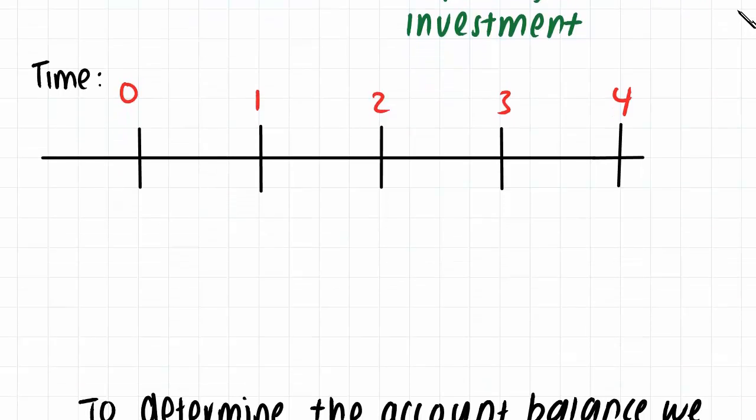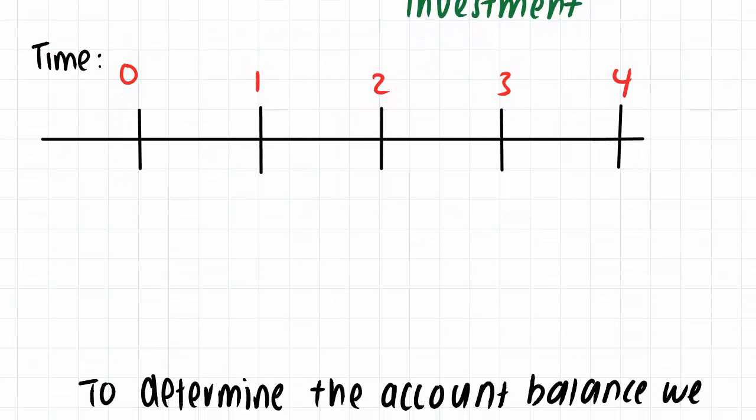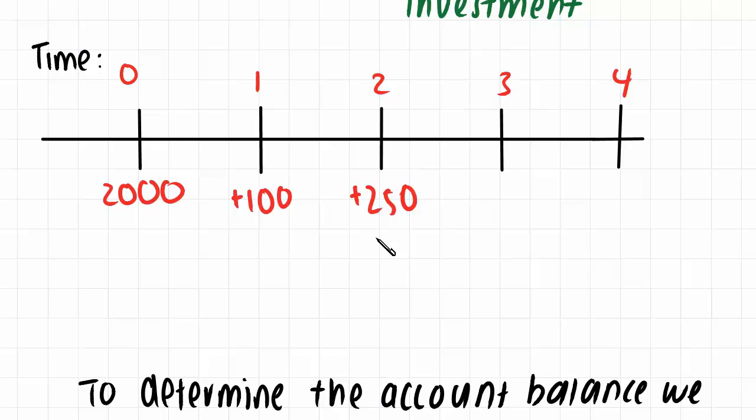So if we construct our timeline, we'd have $2,000 in the beginning, okay? We have a deposit of $100 at the end of year 1, and then at the end of year 2, we deposit another $250. At the end of year 3, we withdraw $200, and then at the end of year 4, we want to know what we have here, okay? So we want to know the account balance at this date.